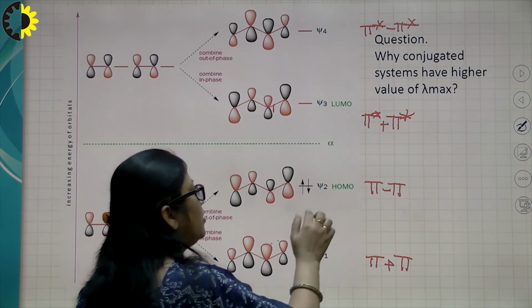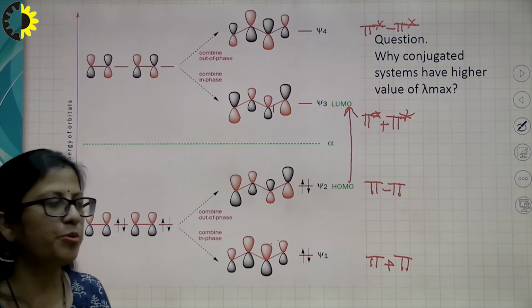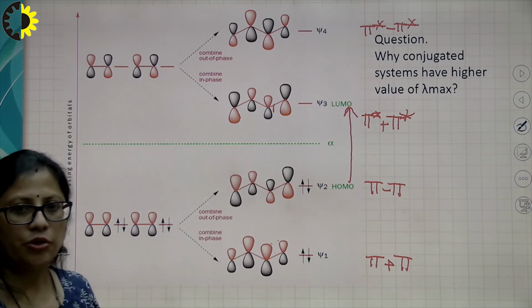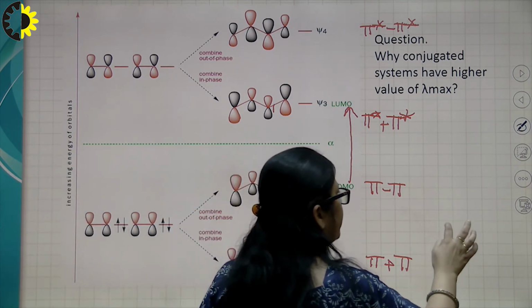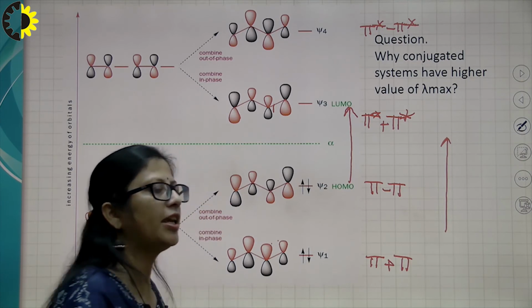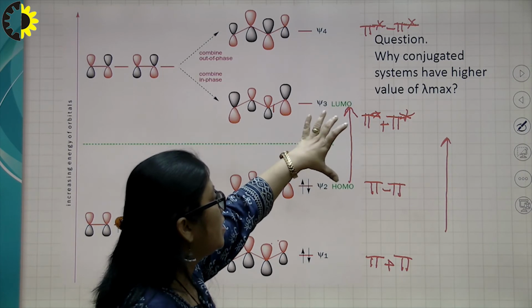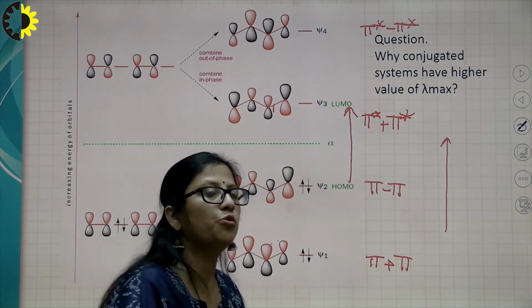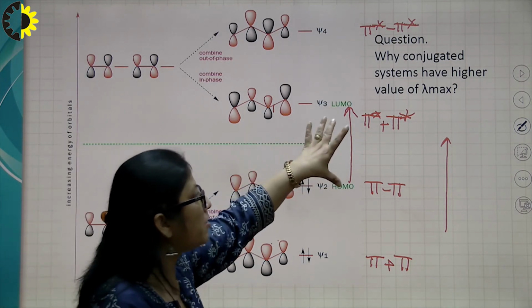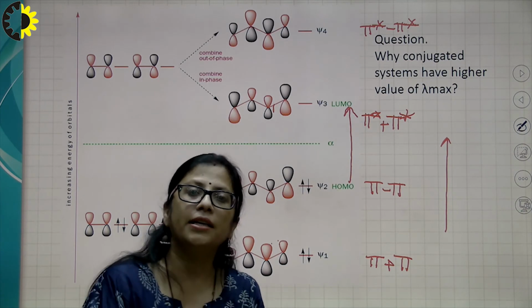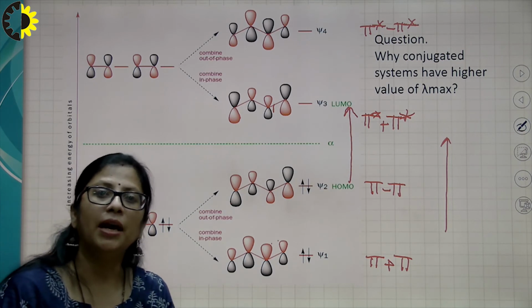So, the transition of electron takes place between this level, and the energy difference between psi 2 and psi 3 is lesser in comparison to the normal transition which is taking place from pi to pi star. As a result, when the energy difference is less, this transition will take place at a higher value of wavelength. So, they have higher value of lambda max.